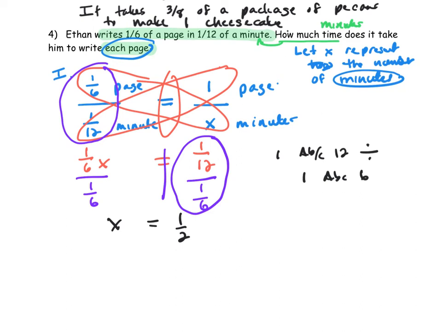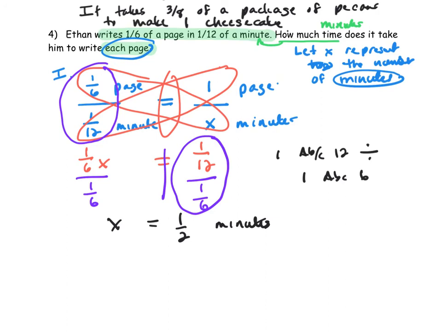So let's see if this makes logical sense. Apparently it's going to take a half a minute to write one page. So if I look at what they gave me, at 1/6 of a page, I'm trying to go to a whole page. So I would have to take this times 6 to get one whole page. If I took 1/12 times 6, oh, I would get 6/12, which is the same thing as 1/2. So that now makes sense if I look at it logically. So that's the way that we have to do this.